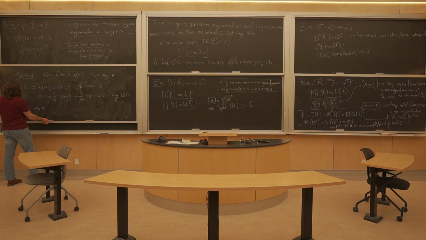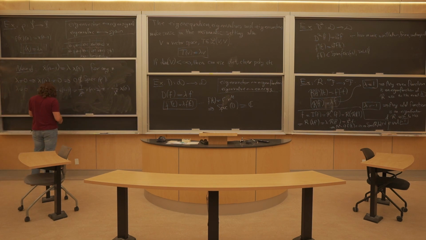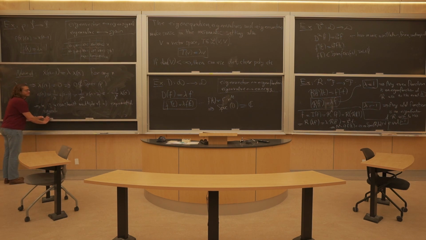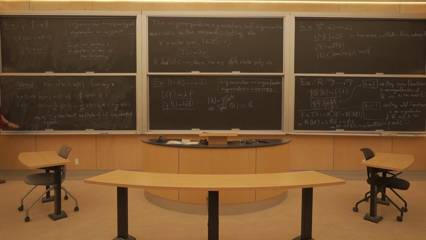So in the second case, when lambda is non-zero, x is a constant multiple of an exponential signal. Okay. So in this case, what is the spectrum of rho? It's everything, so it could be complex as well. It's everything but the origin. So it's the complex plane except the origin. Okay.